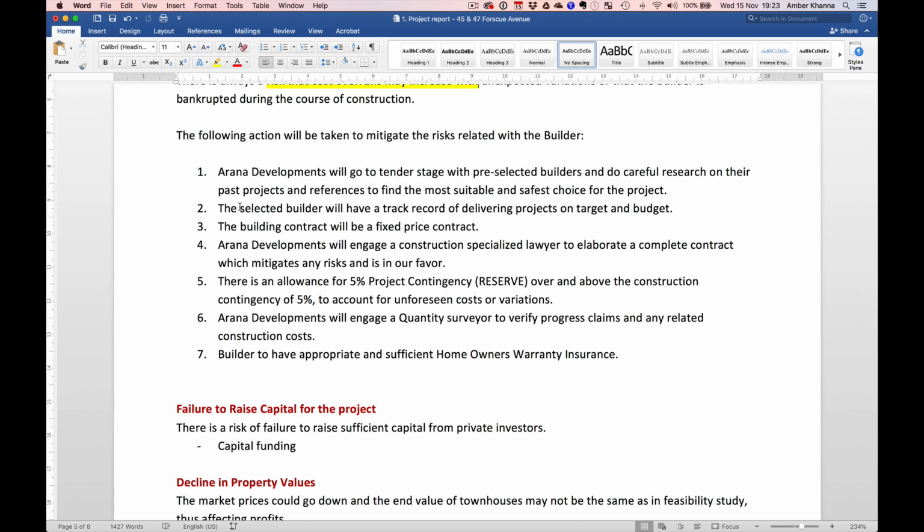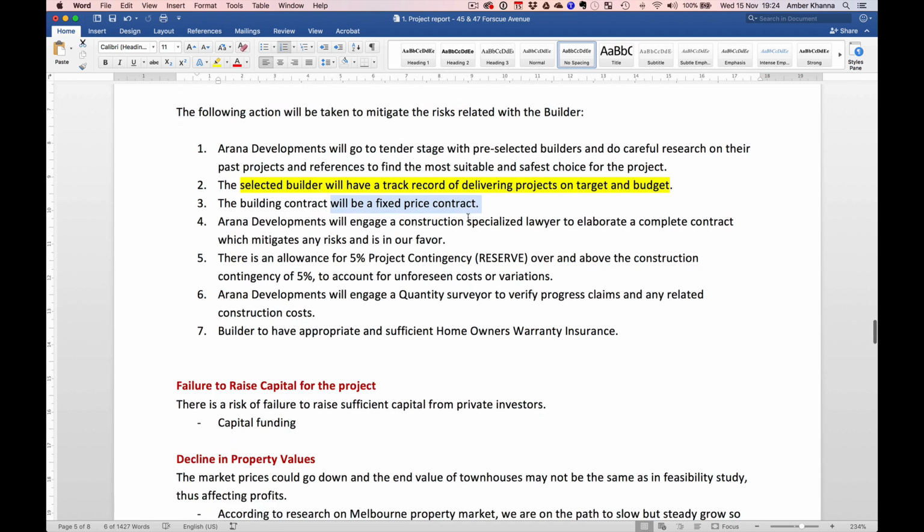Which is all right. The selected builder will have a track record of... unless you've actually selected a builder, this line shouldn't actually be here. In fact, it should be something along the lines of there will be a fixed price contract with the builder, which you put over here. This line, will have a track record, is good when you've already finalized the builder, where you can say this is the builder that we're going to take.